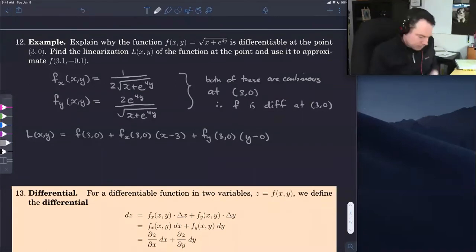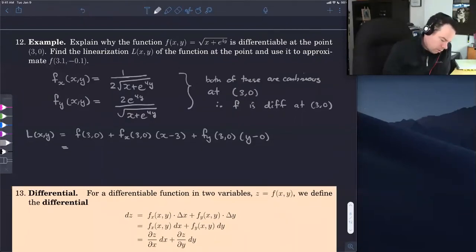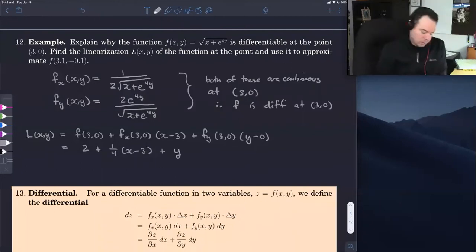So at this point, we can go ahead and work out what these values are. f of (3, 0), so we plug (3, 0) in. That gives us the square root of 4, or 2. And then the x partial at (3, 0) becomes a quarter just by plugging (3, 0) into the expression. It becomes (x minus 3). And then plugging (3, 0) into the y partial derivative gives us 2 over 2, or a 1, and then y minus 0, so it just becomes y. So there is our linearization.